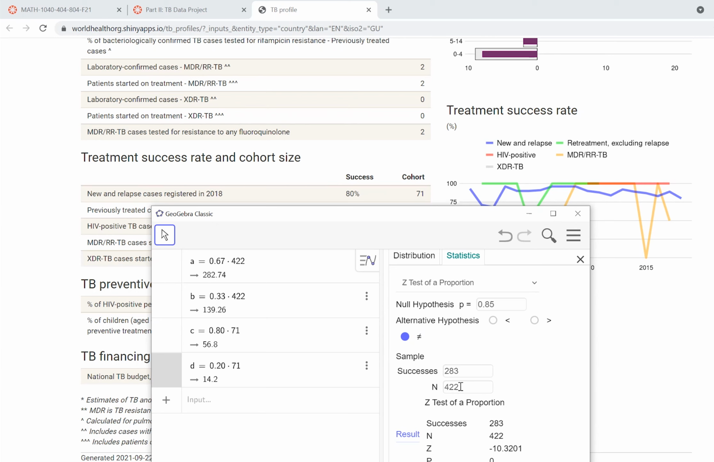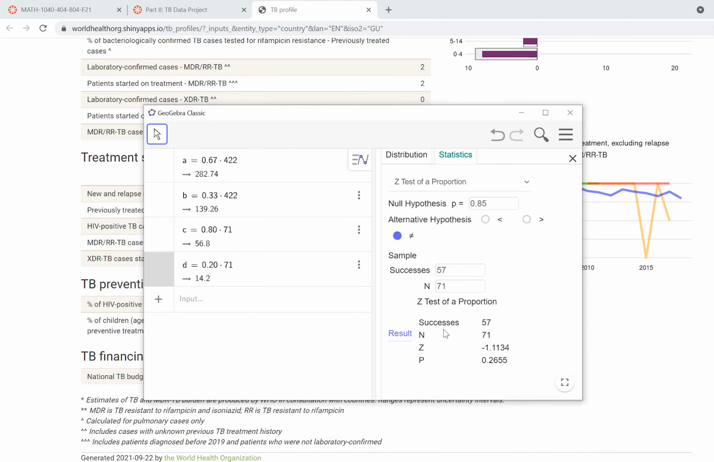However, for my successes and sample size, here we have a cohort of 71 for Guam. That's my sample size. The number of successes we calculated earlier we had 56.8, or about, I'll say, 57 successes. This gives me enough information. This tells me successes and sample size, and Z tells me that my value of 57 out of 71 is negative 1.11 standard deviations below the mean, or standard errors below the null value, with a p-value of 0.2655.